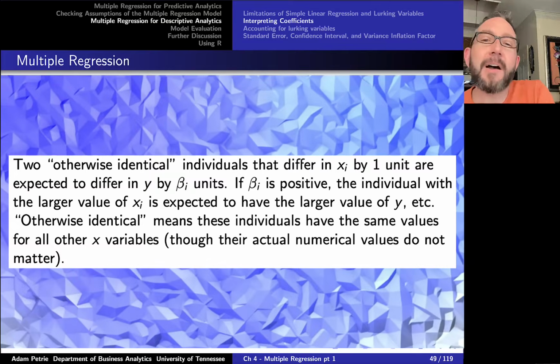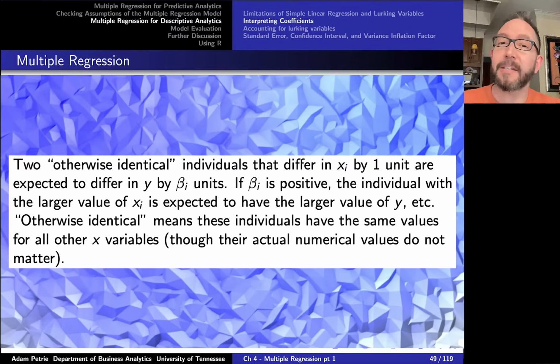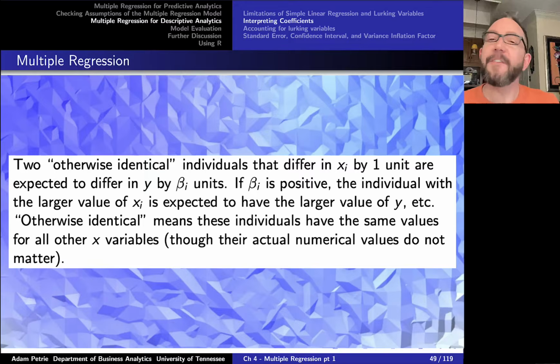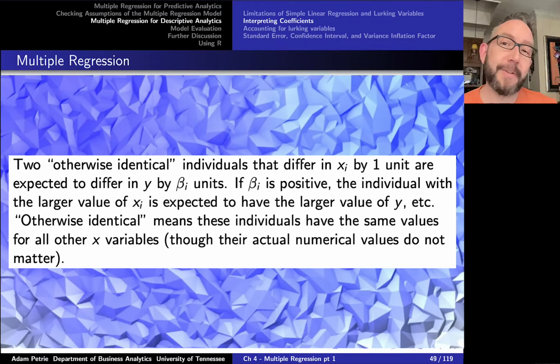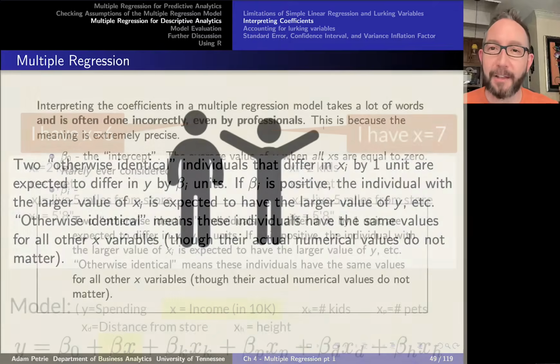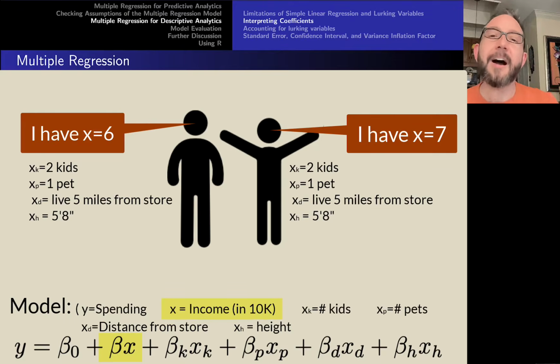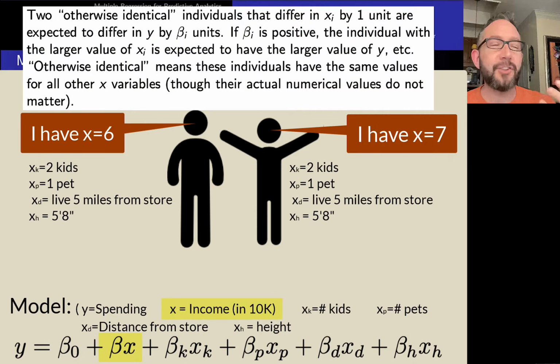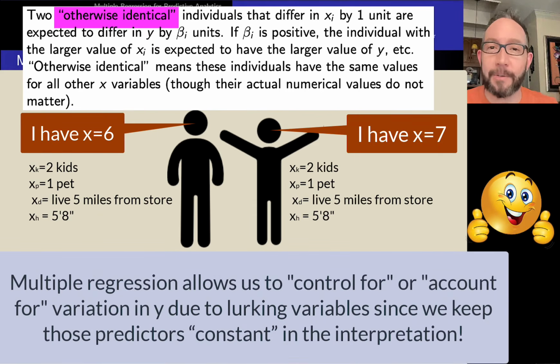If the coefficient's positive, the individual with the larger value of x is expected to have the larger value of y. If it's negative, the individual with the larger value of x is expected to have the smaller value of y. So the key update in our interpretation is that we're envisioning otherwise identical individuals. They differ in x by 1 unit, but they're the same in terms of all of the other predictors that we have in the regression model. And so this allows us to account for variations in individuals' y values due to these other factors, because we're holding them constant between these two individuals.